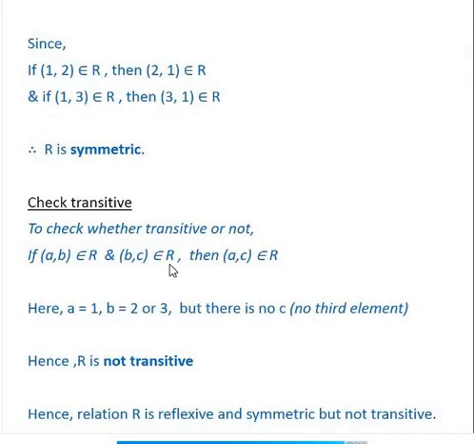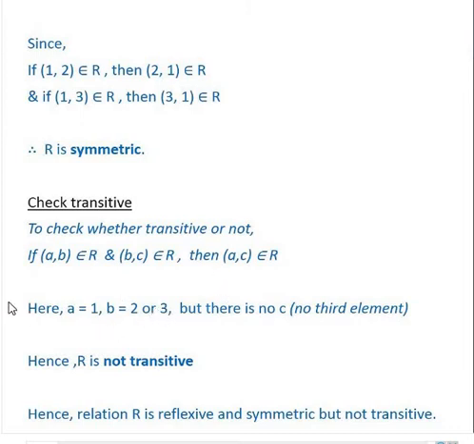So to check transitivity, you can also take (a, b) like (1, 2), then you consider the other pair which starts from 2, or 3.